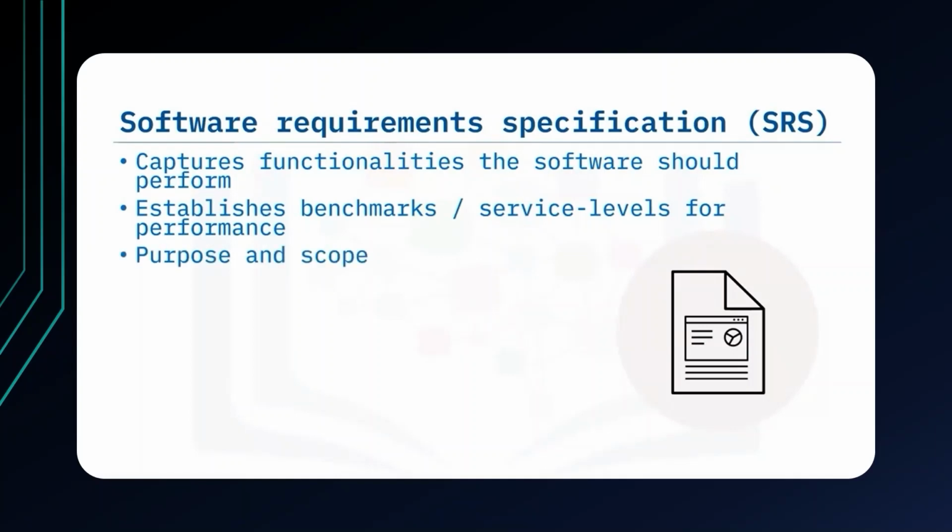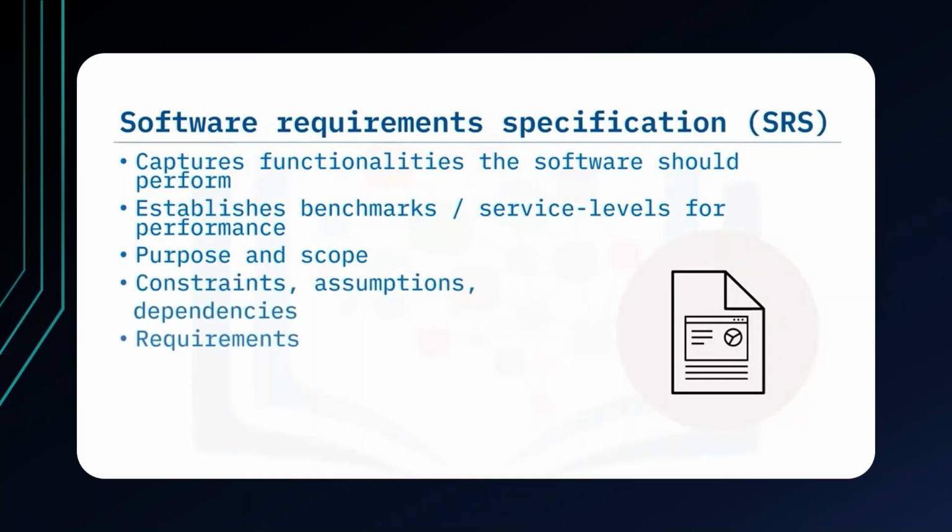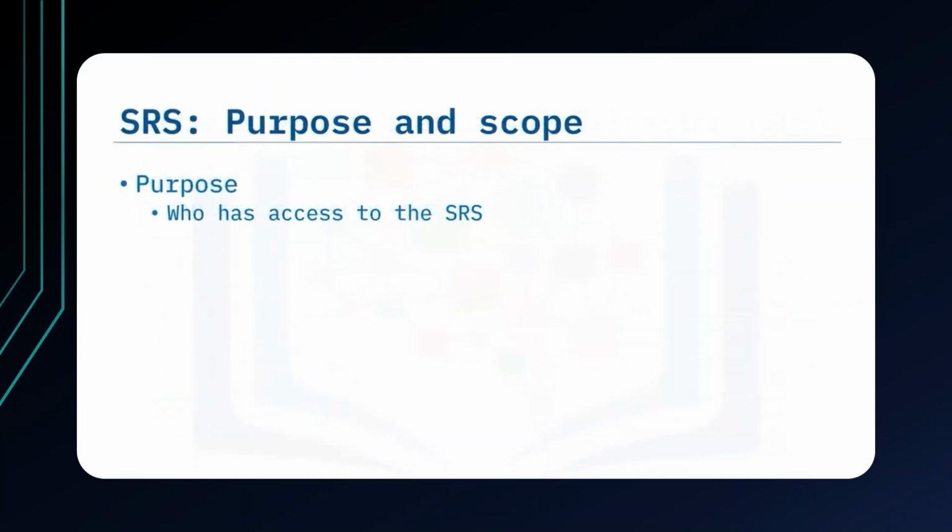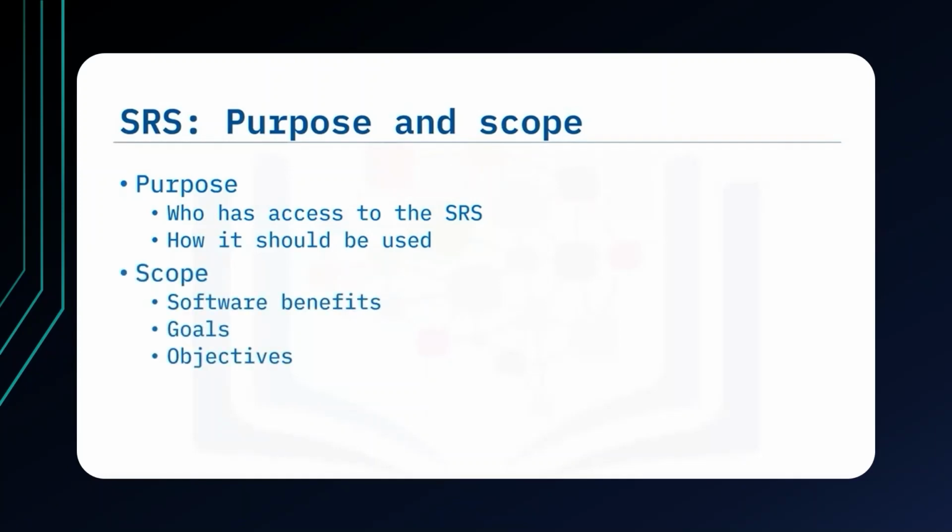Parts of an SRS include a purpose statement that contains the intended use of the SRS, its audience and scope, constraints, assumptions and dependencies, and requirements, which can be sorted into 4 categories: functional requirements, external requirements, system features, and non-functional requirements. The product's purpose describes who will have access to the SRS and how they should use it. The scope describes the benefit of the software, its goal and objectives.